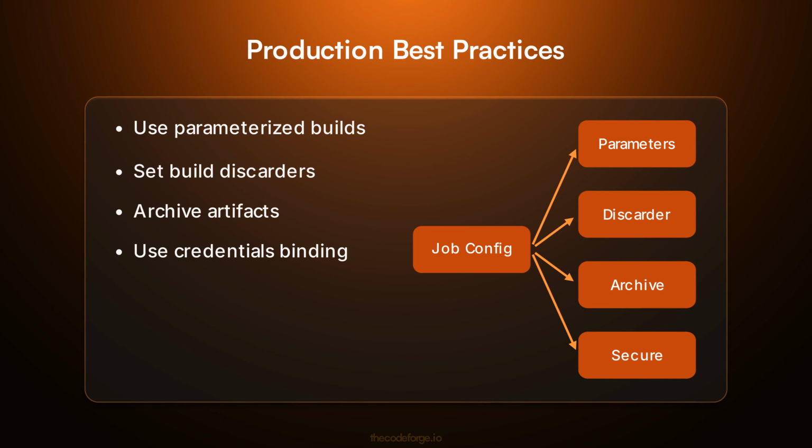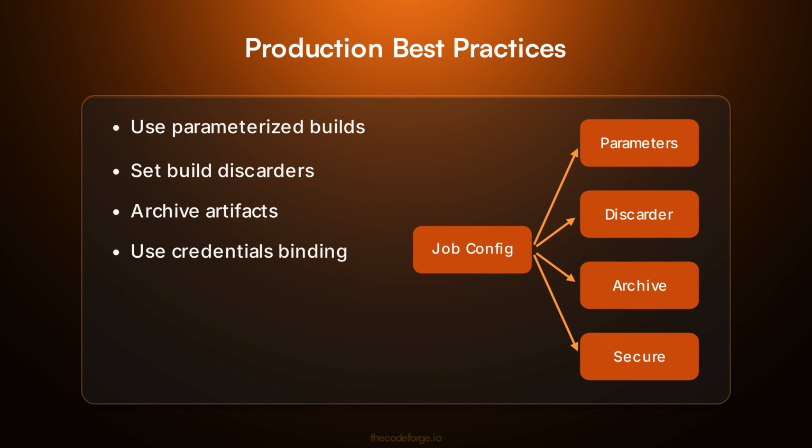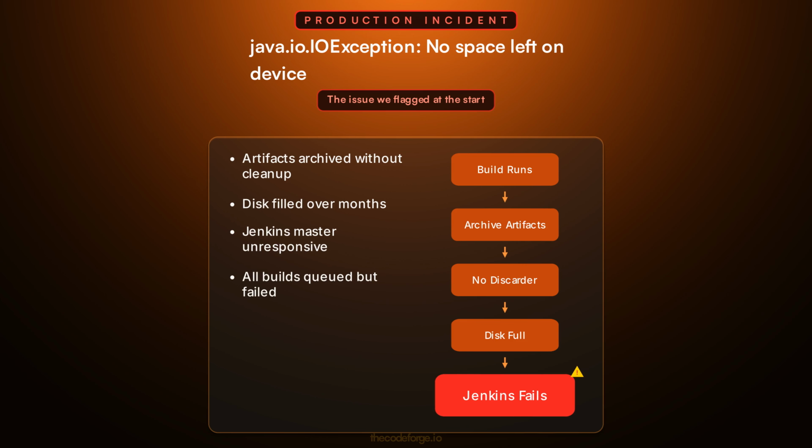Follow these best practices. Always parameterize builds, set build discarders to manage disk space, archive artifacts for traceability, and use credentials binding for secrets. Keep build steps simple and monitor resources. This is the same issue we highlighted at the start. Here's exactly why that happened.